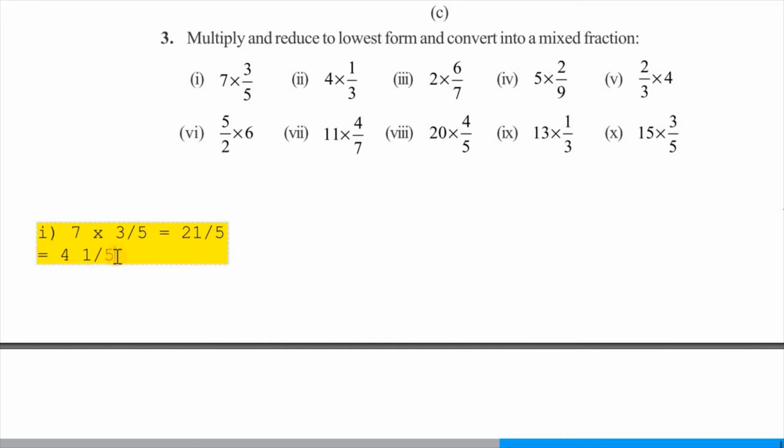Now let us try one more. We can try question 6. So question 6 again, let's copy it down here.